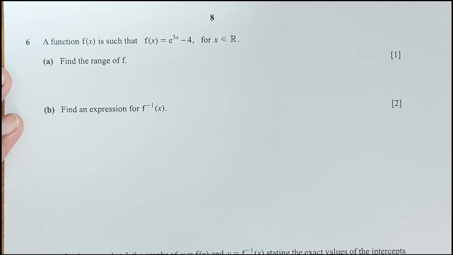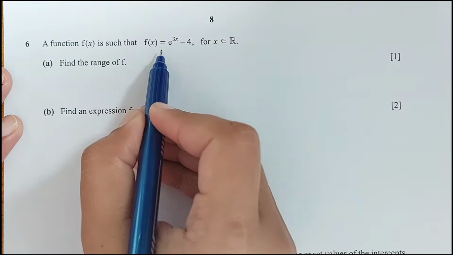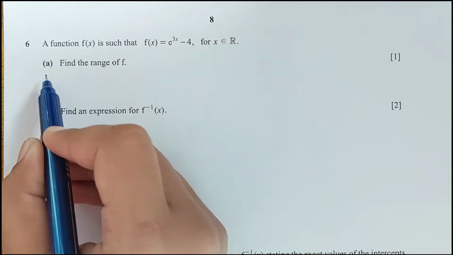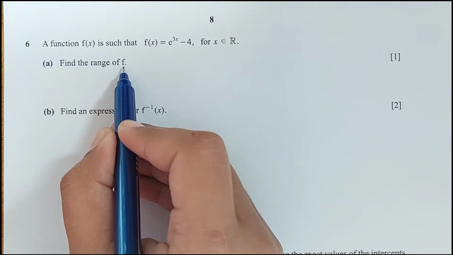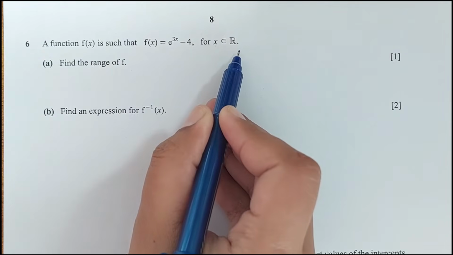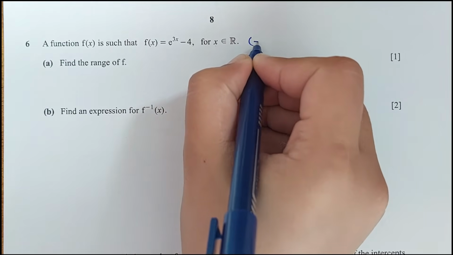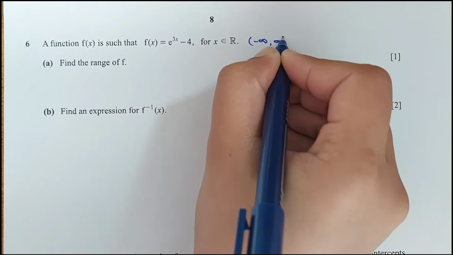Question number 6. A function f of x is such that we have an exponential function for x belongs to real numbers. That is the domain. Now for part A, find the range of the function. So x belongs to real numbers, so real numbers lie between minus infinity to plus infinity.